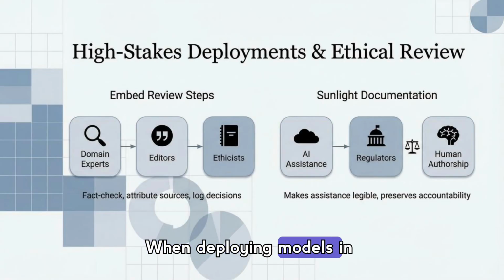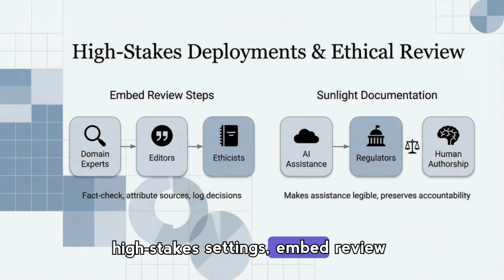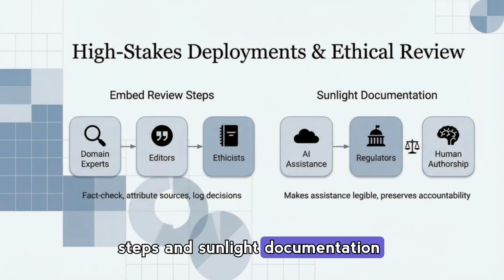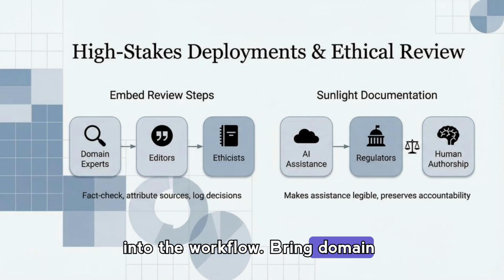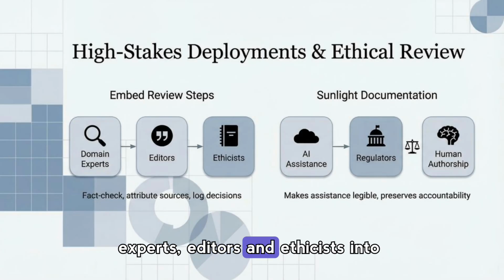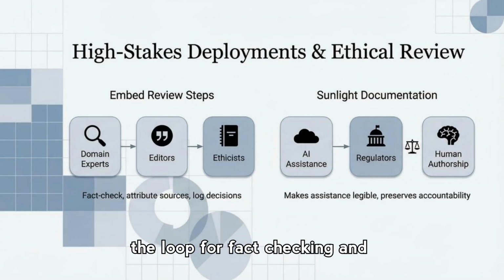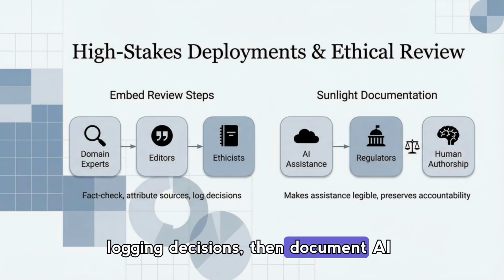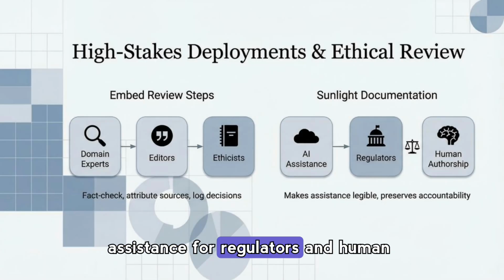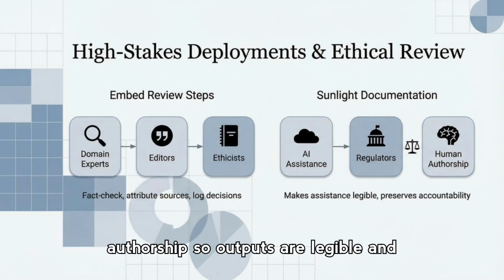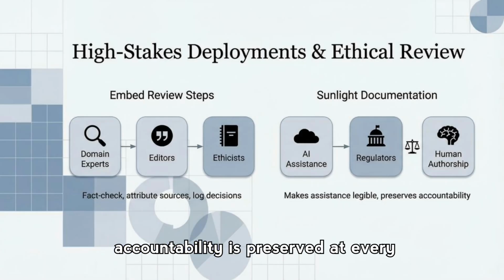When deploying models in high-stakes settings, embed review steps and sunlight documentation into the workflow. Bring domain experts, editors, and ethicists into the loop for fact-checking and logging decisions. Then document AI assistance for regulators and human authorship, so outputs are legible and accountability is preserved at every stage.